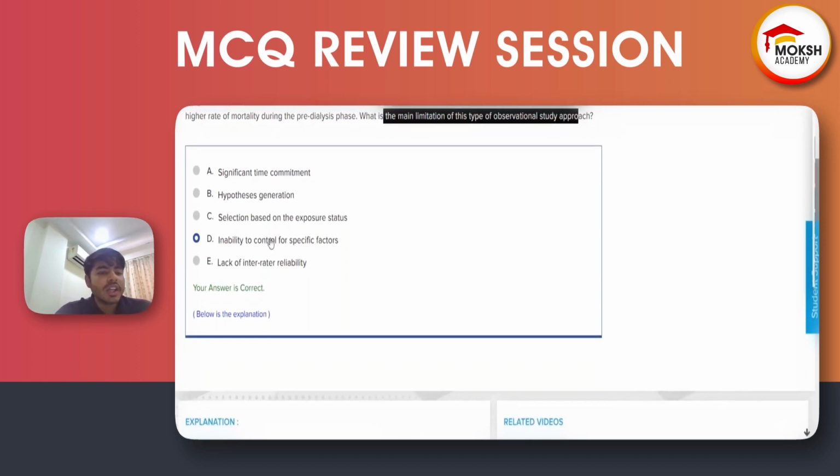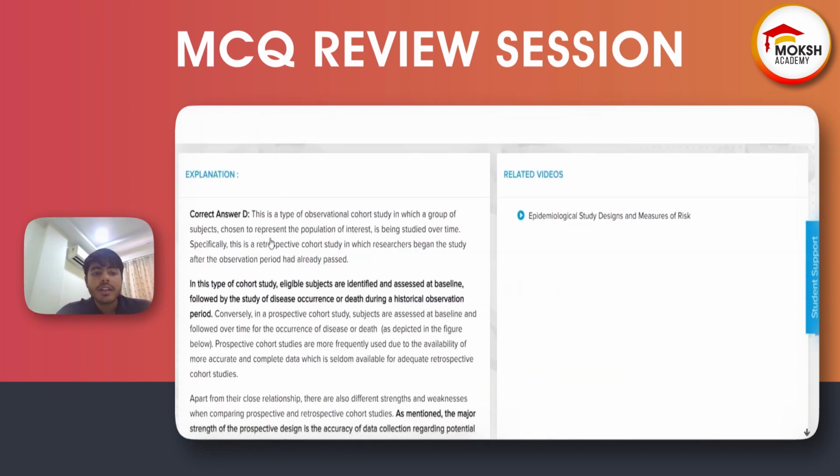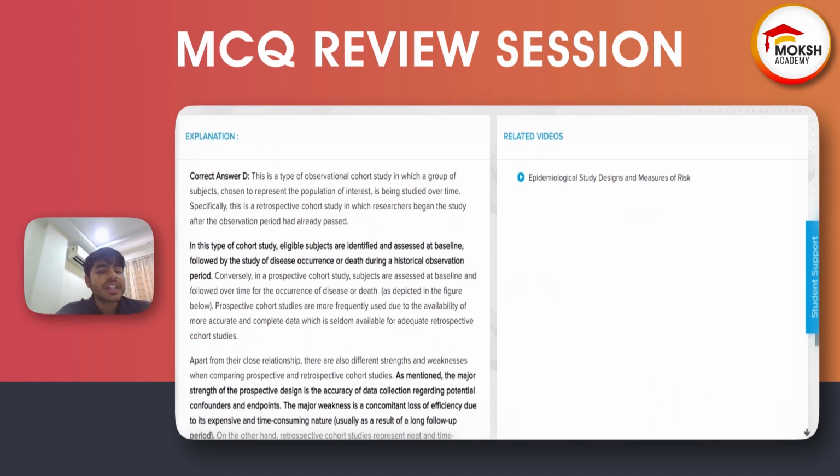Now let me explain all these three options. This is a type of observational cohort study in which a group of subjects chosen to represent the population of interest is studied over time. Specifically, it is a retrospective cohort, in which the researchers begin the study after the observation period had already passed. In this type of cohort, eligible subjects are identified and assessed at baseline, followed by the study of disease occurrence or death during a historical observation period.